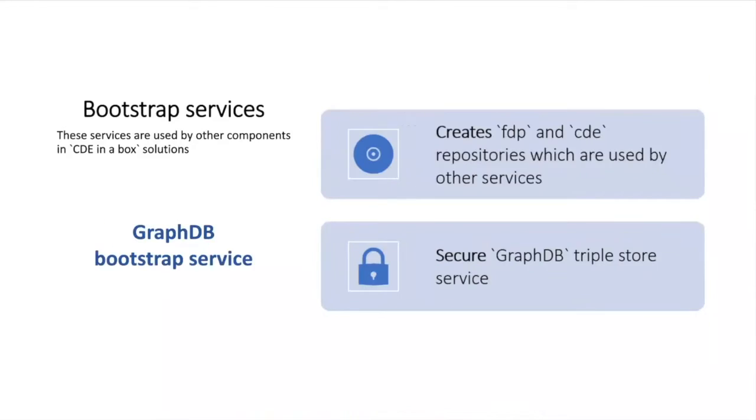Within Bootstrap, I also added a service called the GraphDB Manager service. What it does is basically create two repositories in GraphDB, which can also be used as separate endpoints, the FDP and CDE repositories. These two repositories are used by other services like Fair Data Point and the Mart transformation services. The manager service also makes sure GraphDB is closed off. By default GraphDB is open, but you have to write some small configuration to close it off. So this service also does that for you.